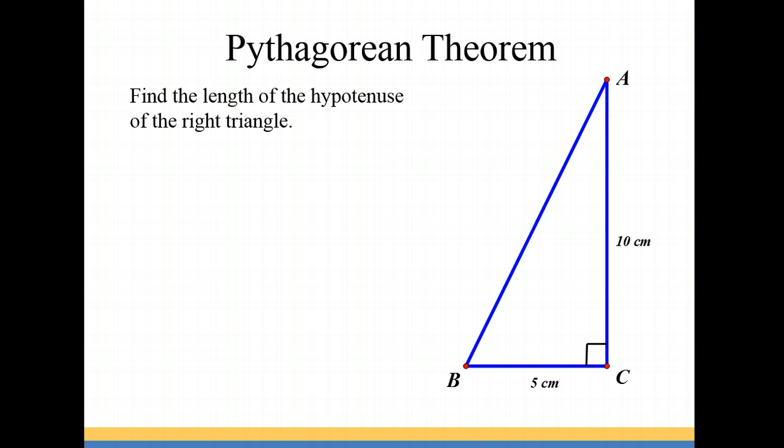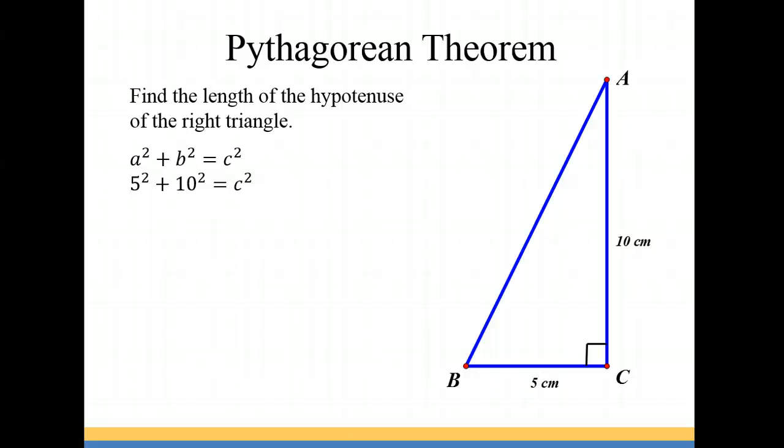Okay, let's use this when finding the length of a side of a triangle. In this case, we have a right triangle, so we're going to use the Pythagorean Theorem, which is a squared plus b squared equals c squared. With the Pythagorean Theorem, a and b are legs of the right triangle, and c is the hypotenuse. So we're going to plug in the lengths of our legs. So we have a is 5 and b is 10. And we're going to isolate c.